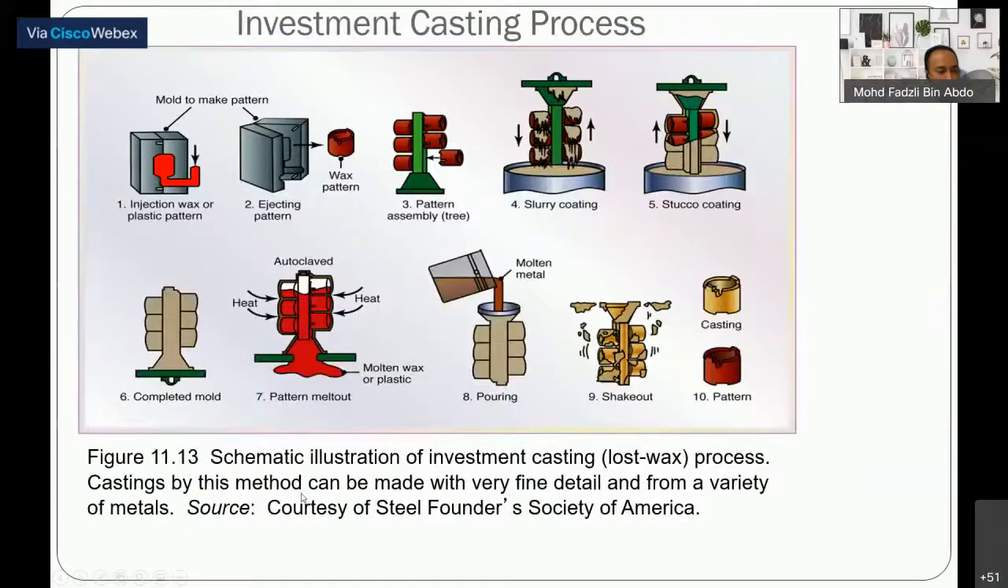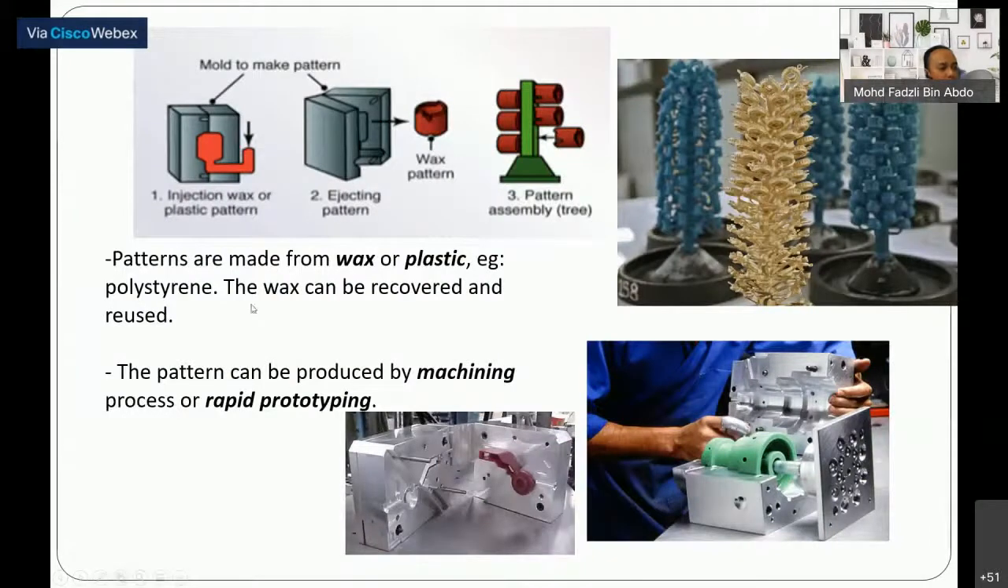Okay, this is the schematic illustration of how to make the investment casting. The patterns are made from wax or plastic polystyrene. The wax can be recovered and reused. The pattern can be produced by machining process or rapid prototyping.